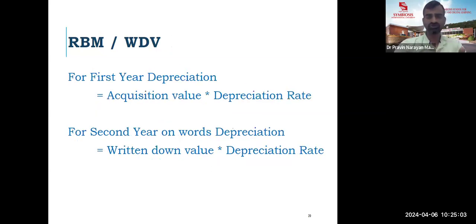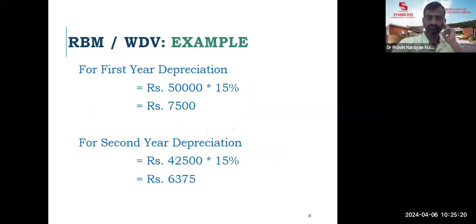Now again I am showing you the formula. The first year formula is acquisition value, that is the initial cost of the asset, into depreciation rate. For the second year, it is the written down value of that asset into the depreciation rate. Now for the first year, you can see on the screen, the initial cost will be 50,000 into 15%. So first year depreciation will be 7,500.